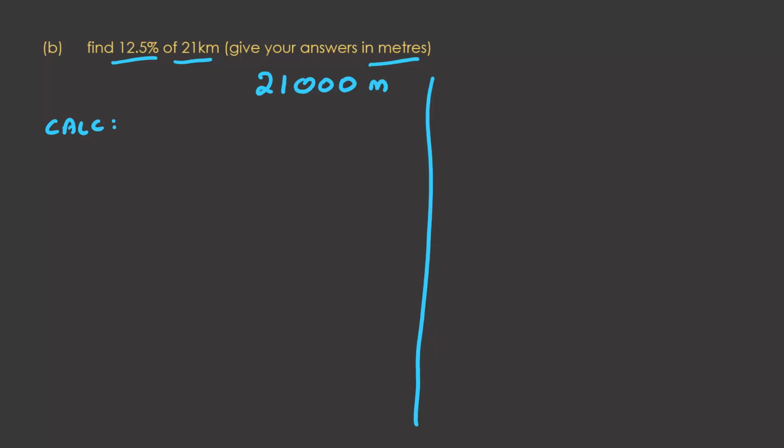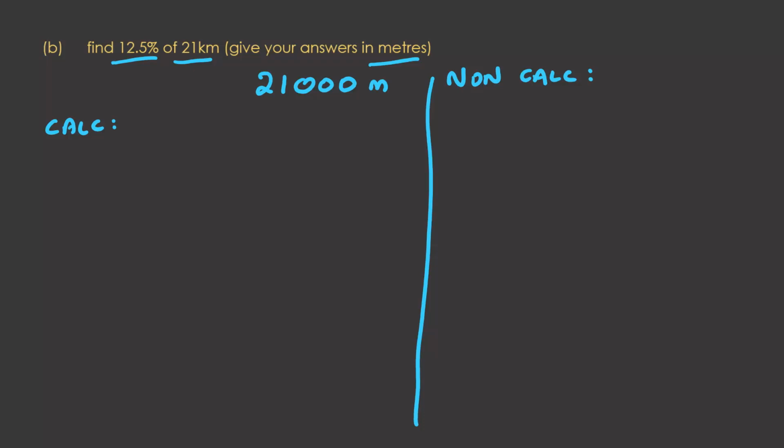Now, part B is find 12.5% of 21 kilometres, give the answer in metres. So I'm going to do the conversion now. 21 kilometres is 21,000 metres. Once again, let's look at doing it with the calc, and let's look at doing it without the calc.